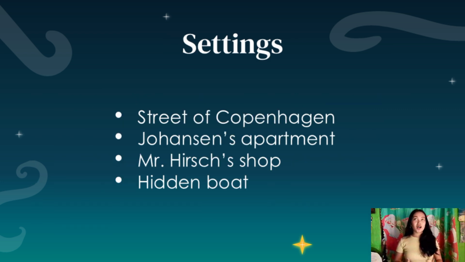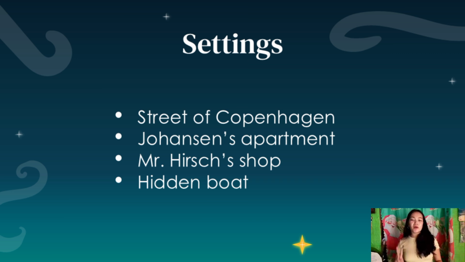So the setting of Number the Stars takes place in four locations. First, the streets of Copenhagen. Second, the Johansen's apartment. Third, Mrs. Hirsch's shop. And fourth, the Hidden Boat. First is the streets of Copenhagen. The story begins on the streets of Copenhagen, the capital of Denmark. These streets are where Anne-Marie, her sister Kirsty, and her friend Ellen play and go about their daily routines. However, they're also watched closely by Nazi soldiers patrolling the area.